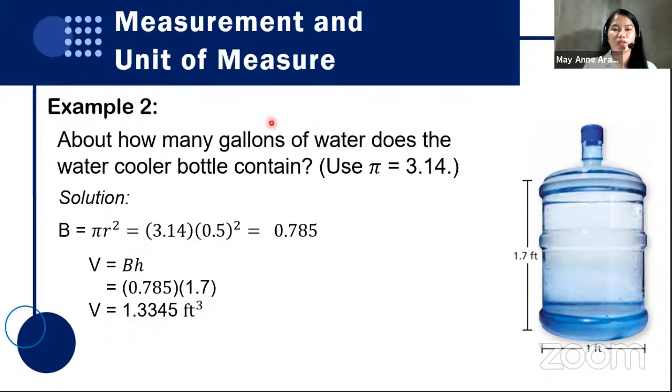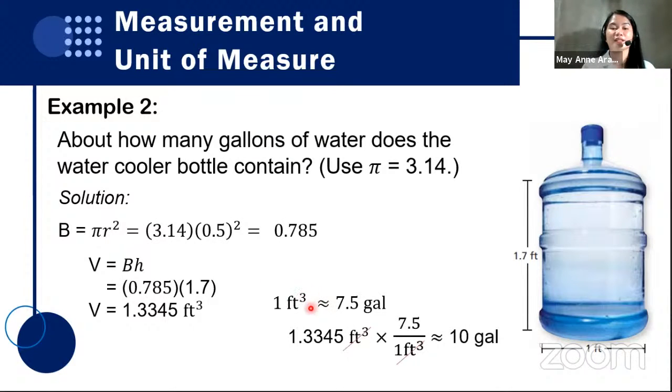But we need to know the number of gallons. So we need to convert pa. And we know that 1 cubic foot is equal to 7.5 gallons. So, since naka-feet to, multiply lang tayo. So, 1.3345 times 7.5 is approximately 10 gallons. So, that is the number of gallons that the water cooler contains. Okay.